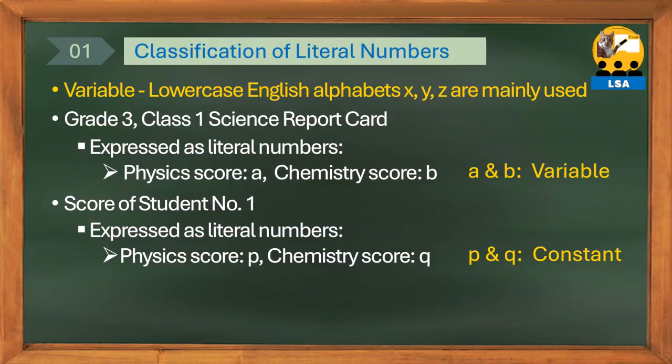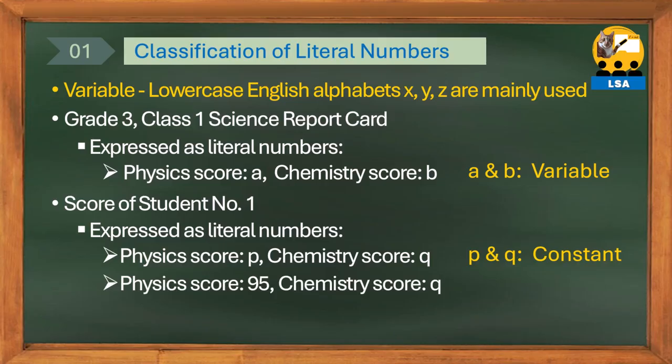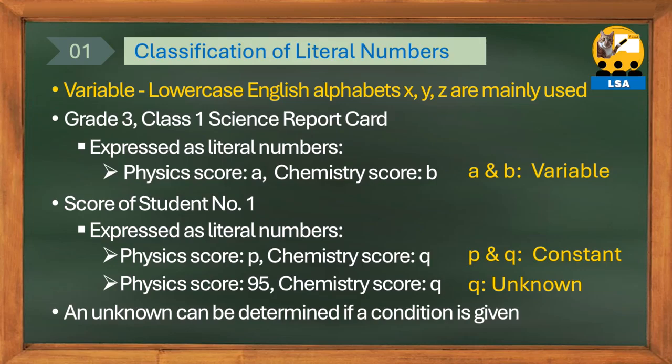If student number 1's physics score is 95, but we do not know the chemistry score Q, the literal number Q is a constant, but it is an unknown. This unknown can be assigned a value, like 85, if we provide a single condition, such as the chemistry score is 10 points lower than the physics score. As we will learn later, an expression containing an unknown is called an equation. Finding the value of the unknown is called solving the equation, and the value found is called the root.